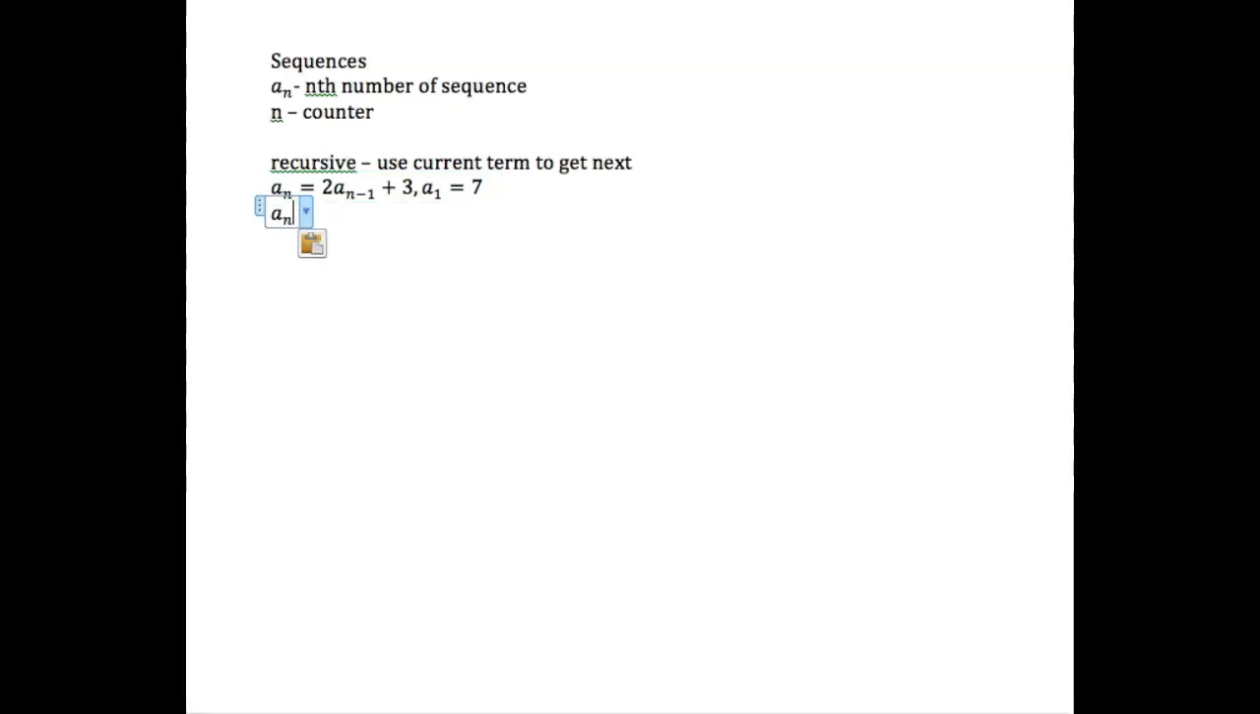Starting with a_1, but I already know what a_1 is. a_1 is 7, because it says so right in the line above. Well, that's nice. I didn't have to do anything to get that. Let's find a_2, the second number of the sequence.